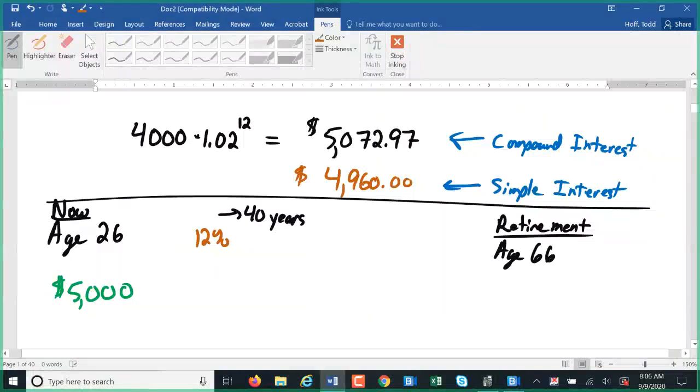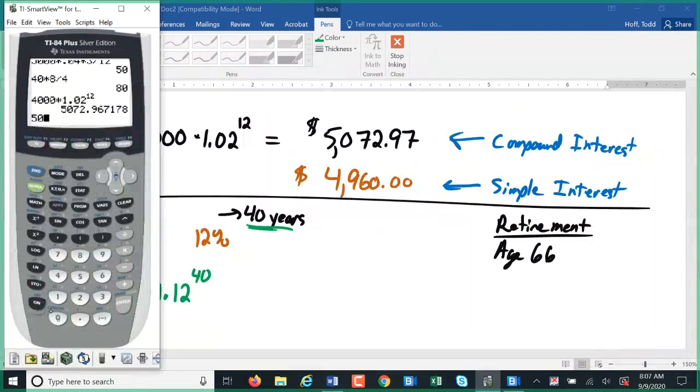So what that means is that $5,000 times 1.12, that's your 100% plus your 12%. That's 112%. Remember, your ending balance is your principal 100% plus your interest of 12%, to the power of 40, because it's going to be 40 years. This is our formula for compound interest. 5,000, of course, this is compounded just once a year. That's why it stayed as the 12. Times 1.12 to the power of 40.